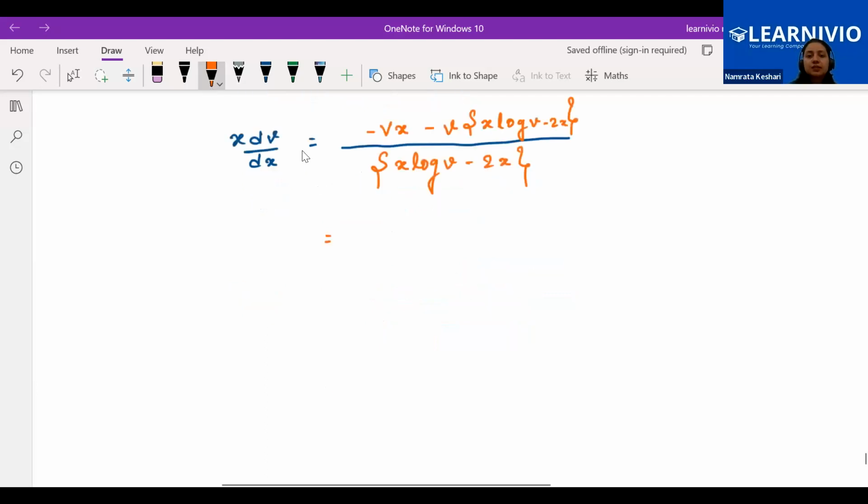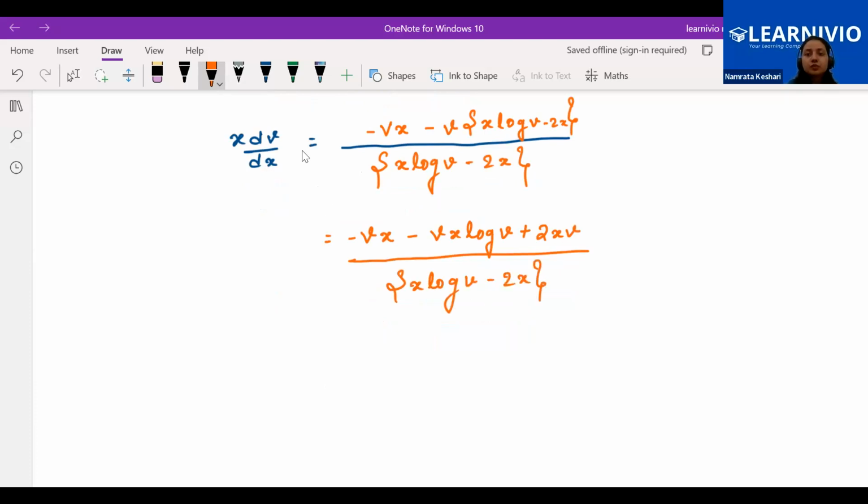Is there any term which will cancel out? Let's check it. So minus vx minus vx log v plus 2xv, or 2vx, right? Over x log v minus 2x. This 2xv and this vx are the same like terms we are having, right? Yes, ma'am.